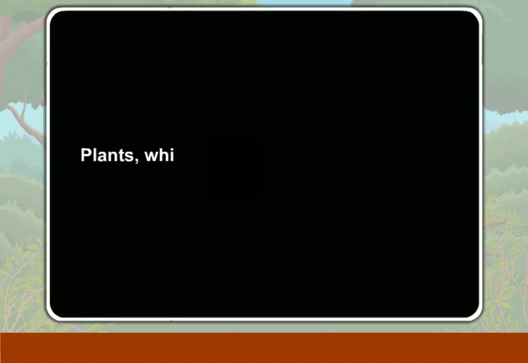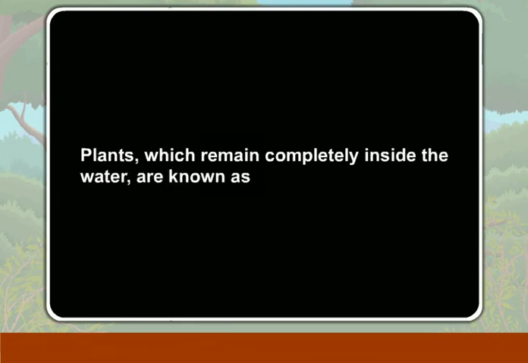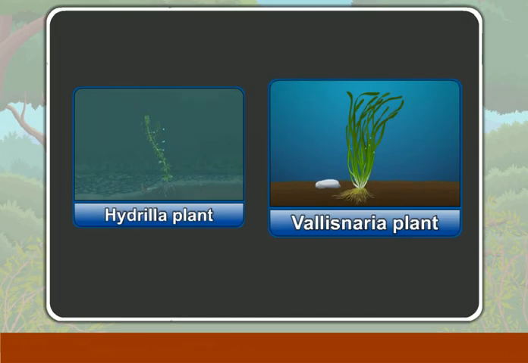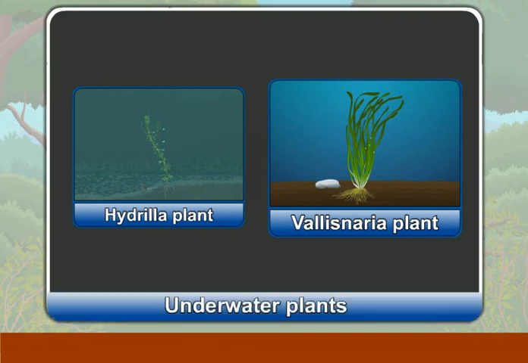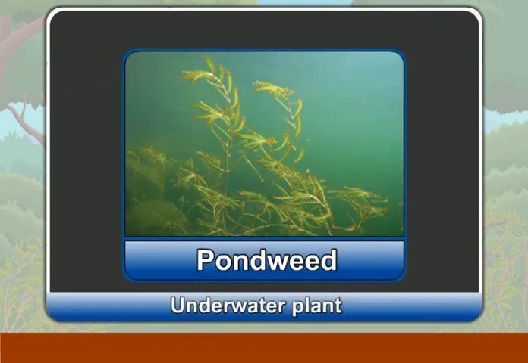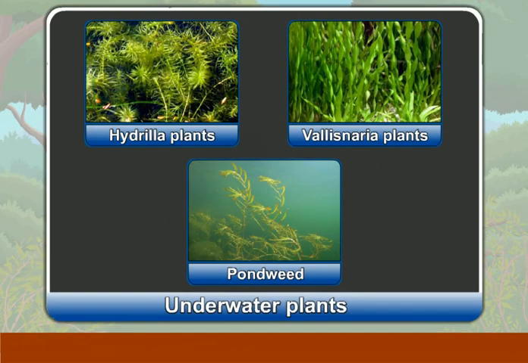Plants which remain completely inside the water are known as underwater plants. So, plants like a hydrilla plant and a Vallisneria plant are underwater plants. A pond weed is also an underwater plant. The underwater plants are also known as submerged plants.